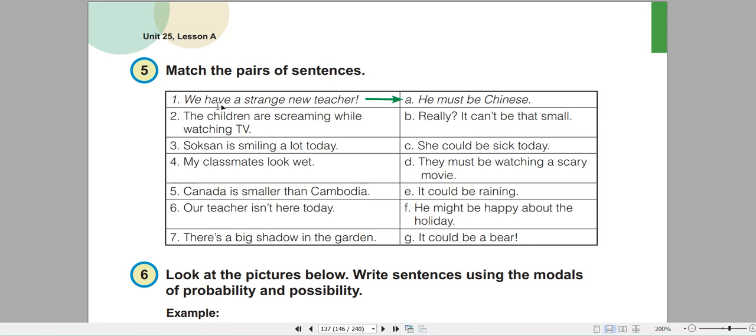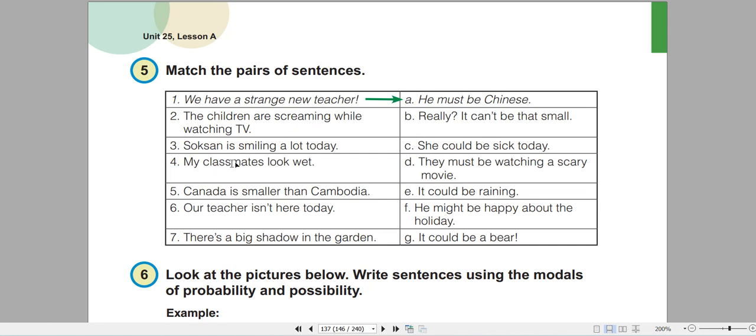Let's say number one, we have a strange new teacher. He must be Chinese. Number two, the children are screaming while watching TV.